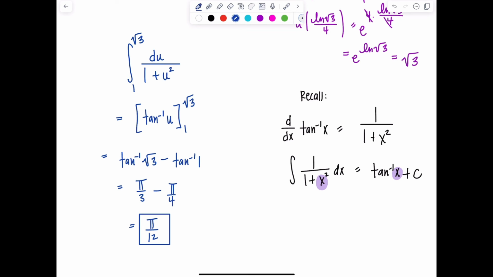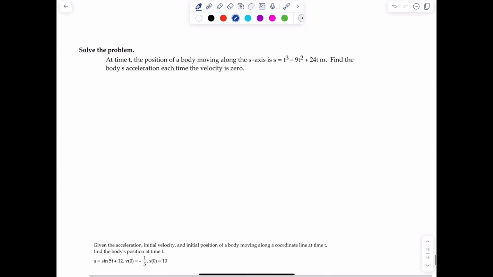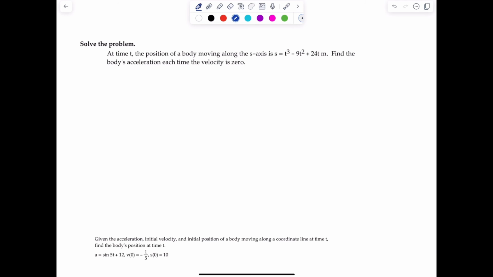Okay, now we're going to revisit particle motion since we know how to take antiderivatives. We can answer some interesting things. So solve the problem. At time t, the position of a body moving along the s-axis is given as follows: s of t is t cubed minus 9t squared plus 24t. Find the body's acceleration each time the velocity is 0. So if I take one derivative of my position function, I now have the velocity function. So what would that be? Yes, 3t squared minus 18t plus 24.